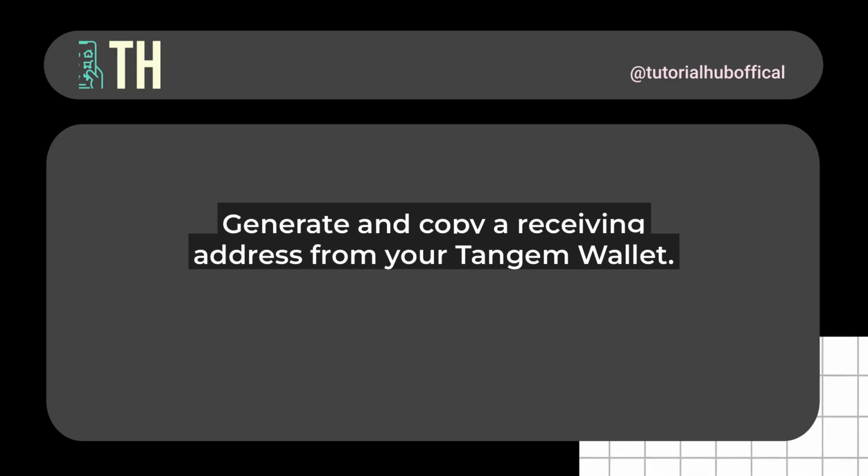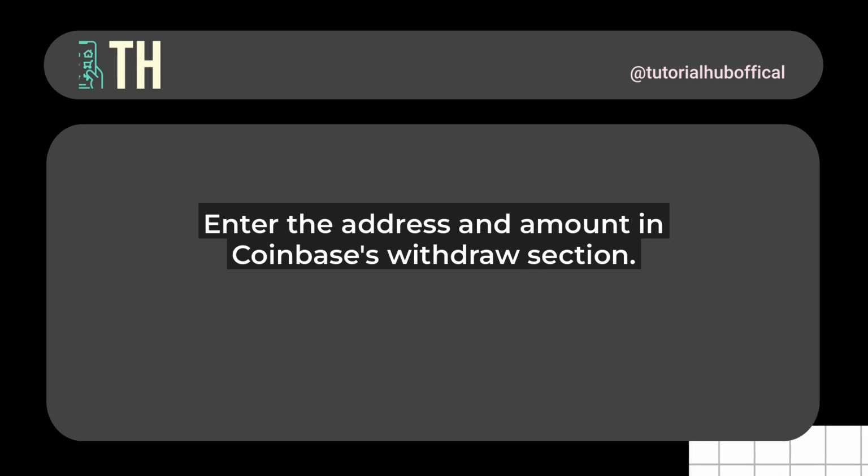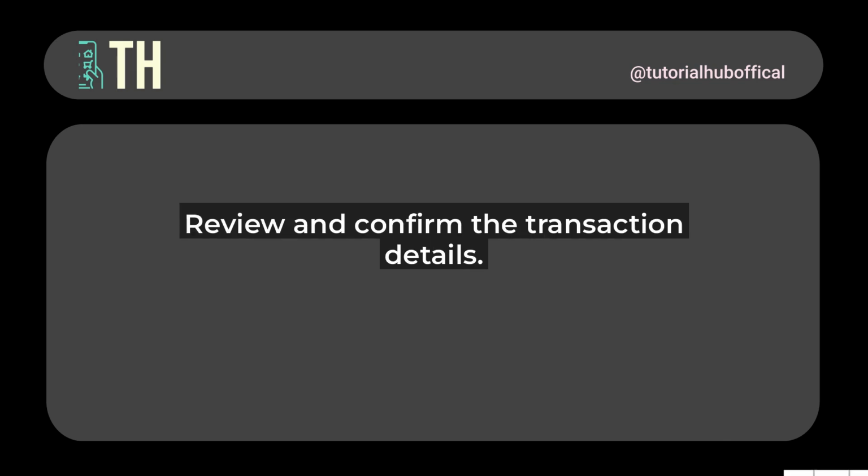Now, head back to Coinbase. Go to the Send or Withdraw option for USDT. Paste the address you just copied from your Tangem wallet, and enter the amount you want to withdraw. Don't forget to add a note if your wallet supports it, just for your records. Review everything, amount, address, and fees, then hit Confirm. You'll get a confirmation email or notification, so keep an eye on that.